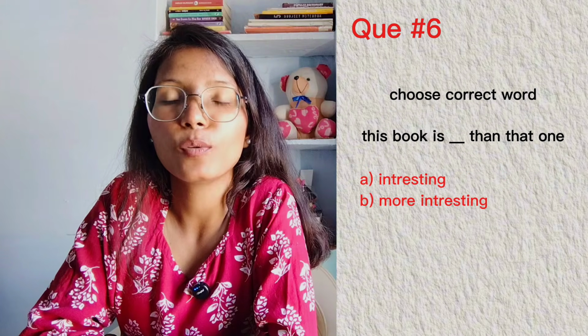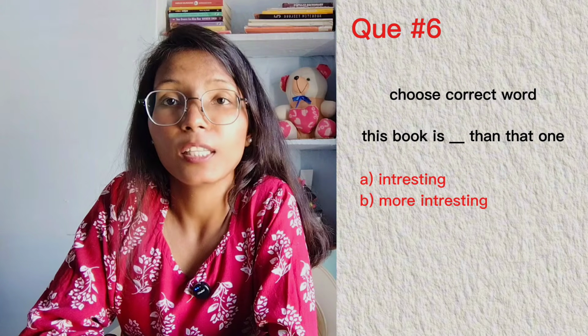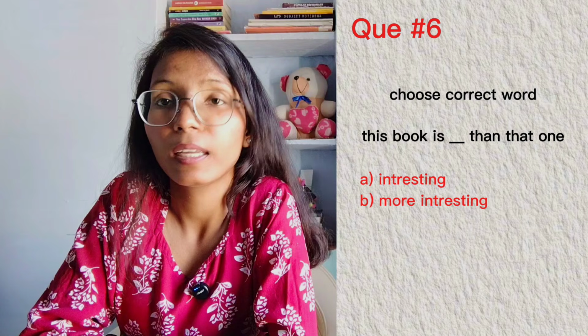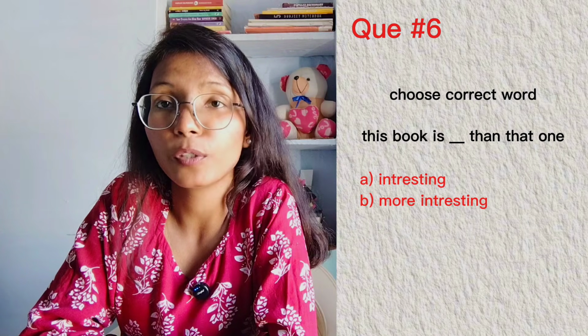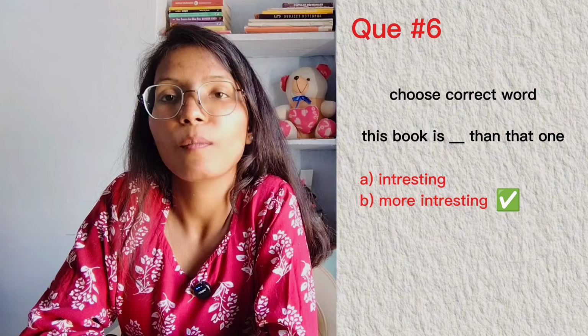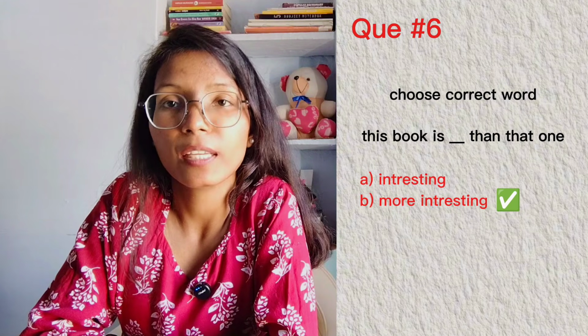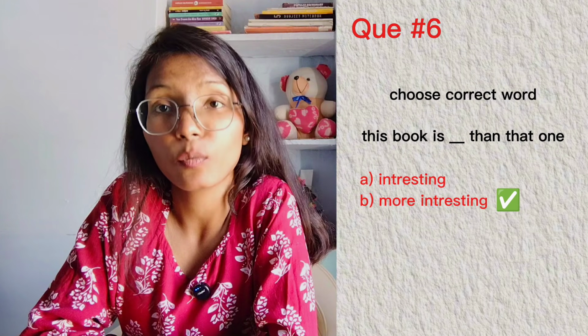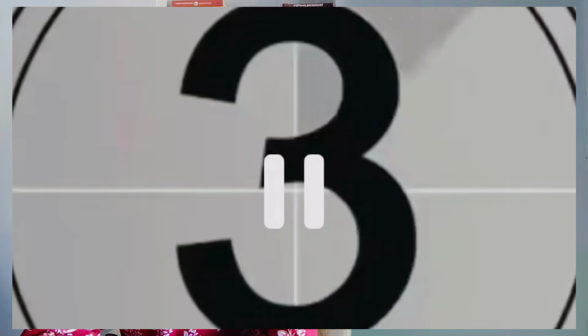Question number 6. Choose the correct option. This book is blank than that one. Options: interesting, more interesting. The correct answer is more interesting. This book is more interesting than that one. Question number 7. I have lived here blank 2010. The right option is since.